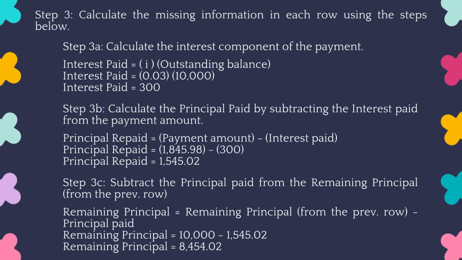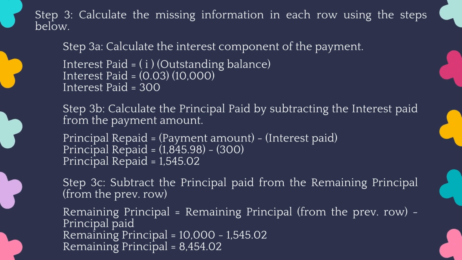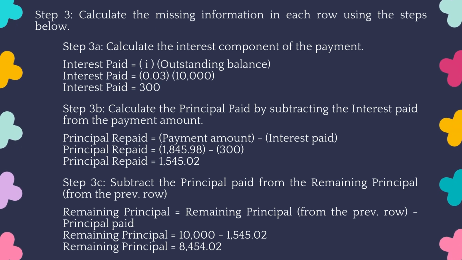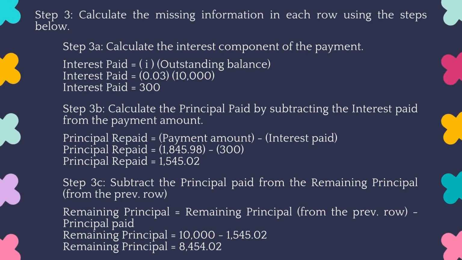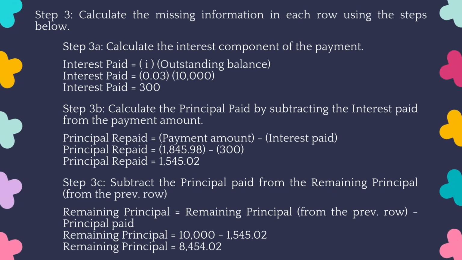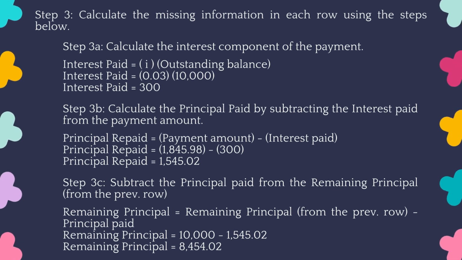Step 1, calculate the interest component of the payment. Interest paid equals the j, which is 0.03, times the outstanding balance, which is the $10,000, to get the interest paid, which is 300.